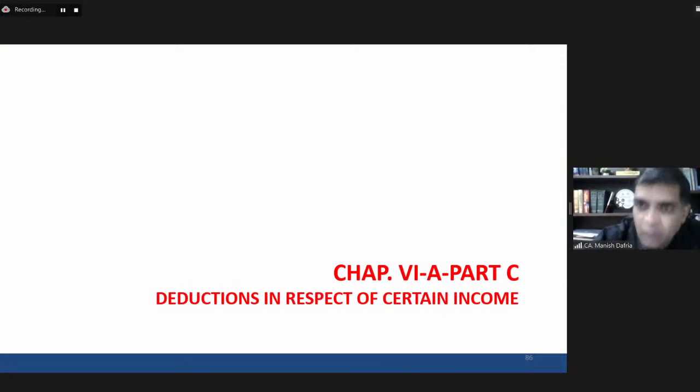Now, before we start our discussion about every single section, let's try to generate some basic clarity, in order to get a conceptual clarity about the basic nature of all these further sections. All the sections which we are going to discuss from now onwards will be talking about deduction in respect of certain income. Now, this point I made in the first session also, with respect to payment-based deductions, whose discussion we have just completed.